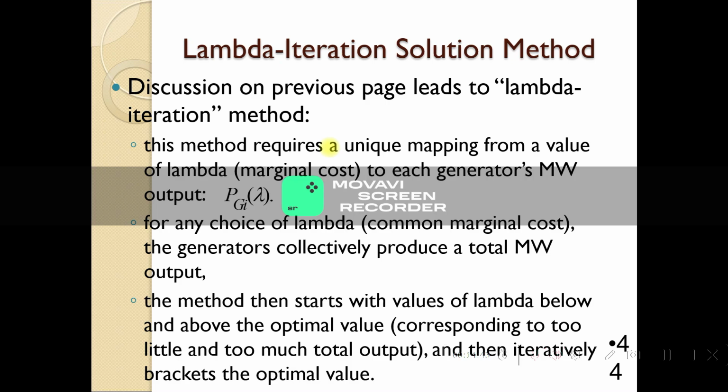Next, the lambda iteration method. This method refers to a unique mapping from a value of lambda to each generator's megawatt ranges. For any choice of lambda, the common marginal cost, the generators collectively produce a total megawatt output. The method then starts with values of lambda below and above the optimal value. So thank you.